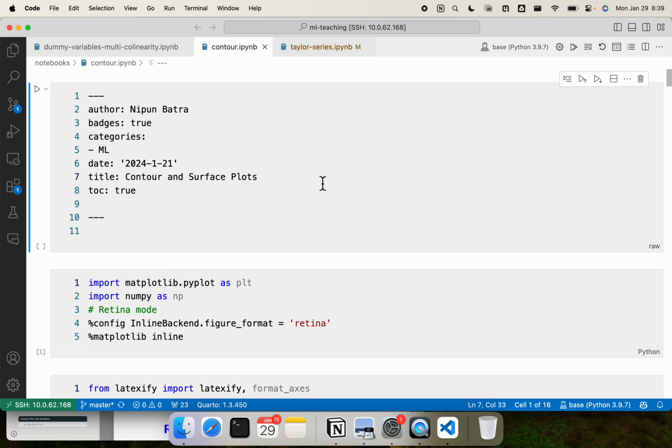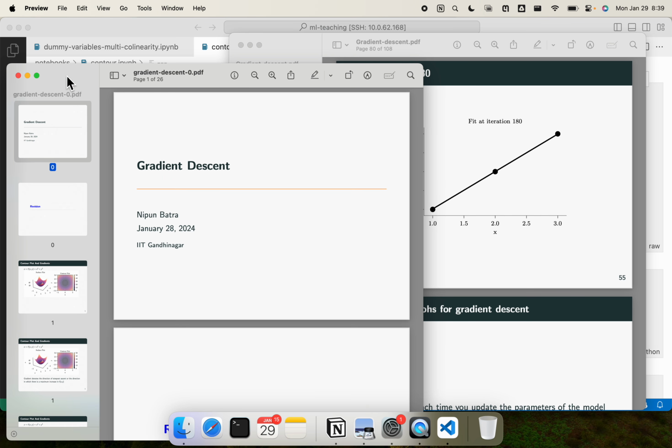Coming back to today's class. So I hope all of you have gone through the video recordings that I had shared over the previous 2-3 days. The first one was what topic? Does anyone remember? Sorry? Geometric interpretation of linear regression. The second one was multicollinearity and dummy variables.